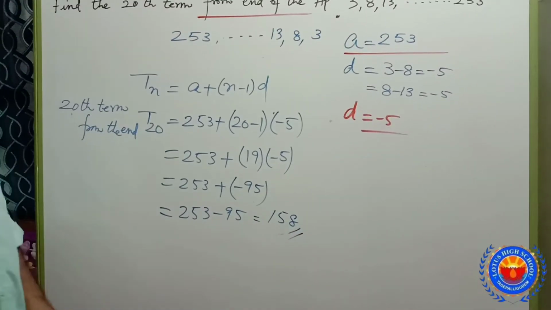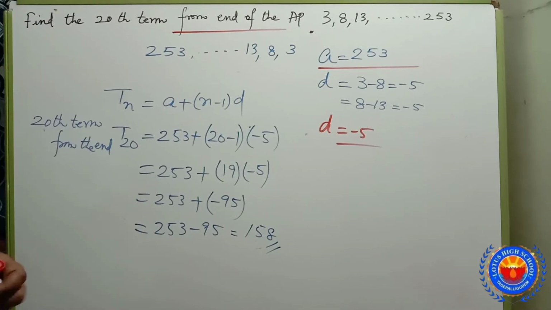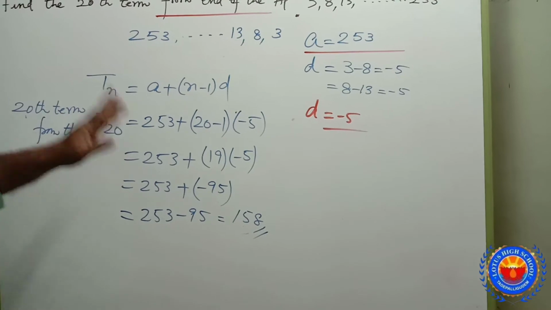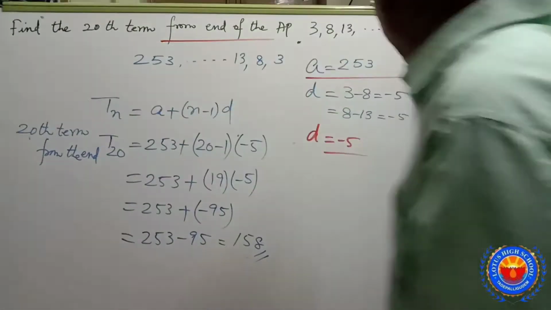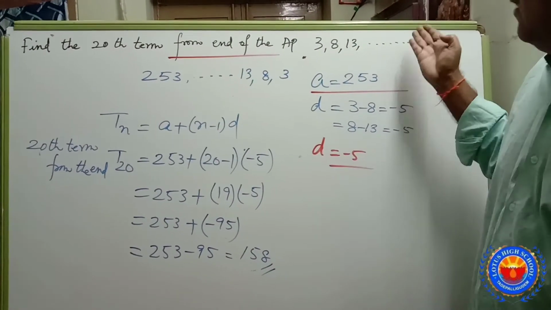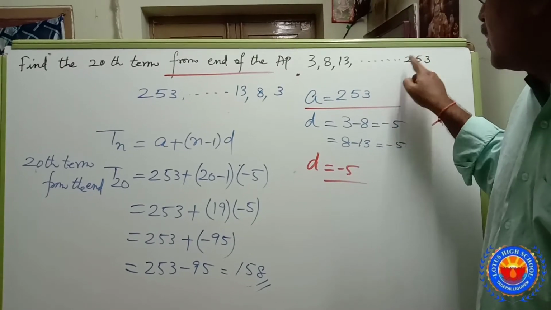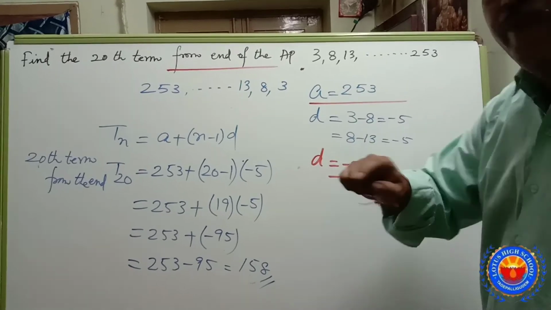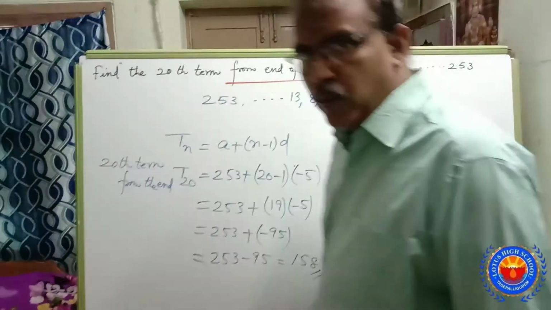That is equal to 158. This is the answer. The 20th term from the end is 253, and the next one is the first term, second, third, fourth, fifth, and so on, like that the 20th term is 158. This is the answer. Very important model.